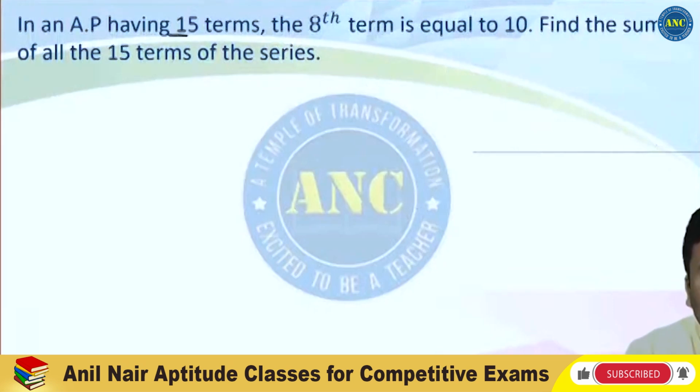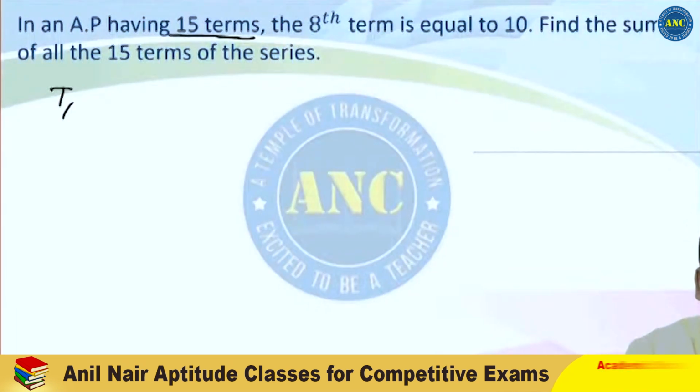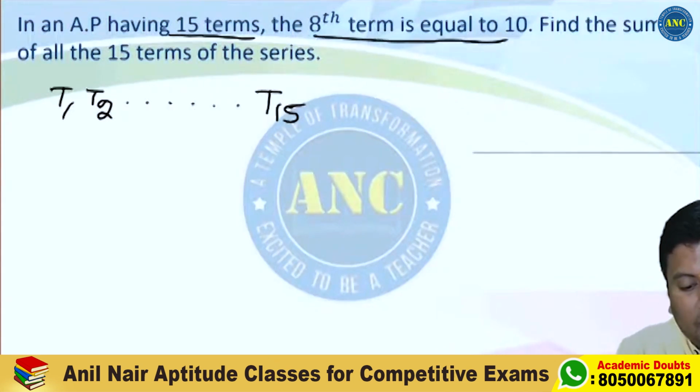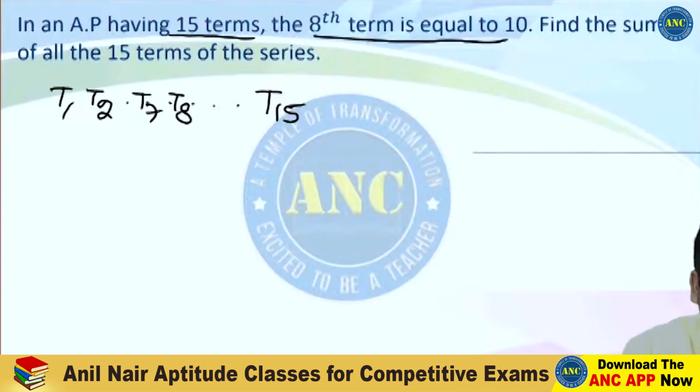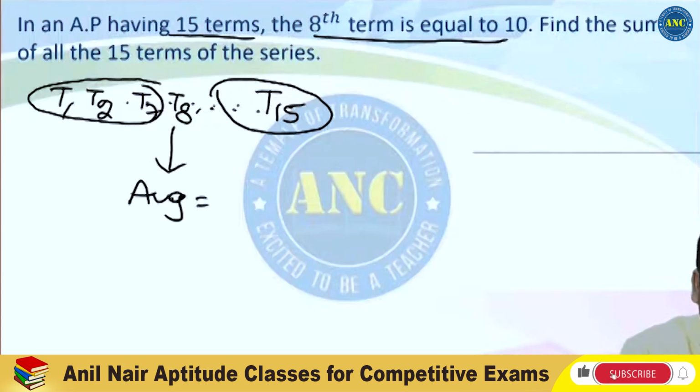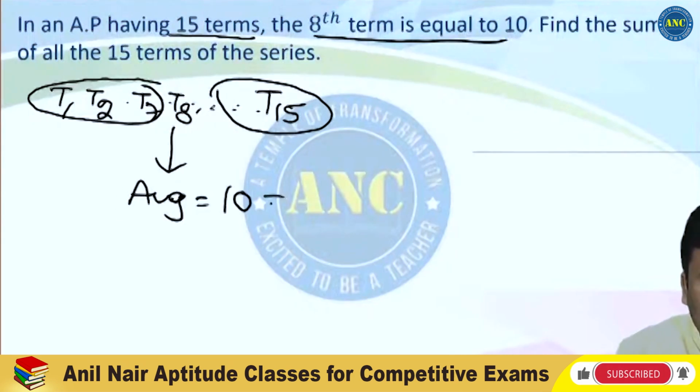In an AP having 15 terms, T1, T2 and so on up to 15 terms, the 8th term is equivalent to 10. 8th term means 8th term. Please think logically. There are 7 terms to the left and 7 terms to the right. So this 8th term is nothing but the average. Average is nothing but 10.